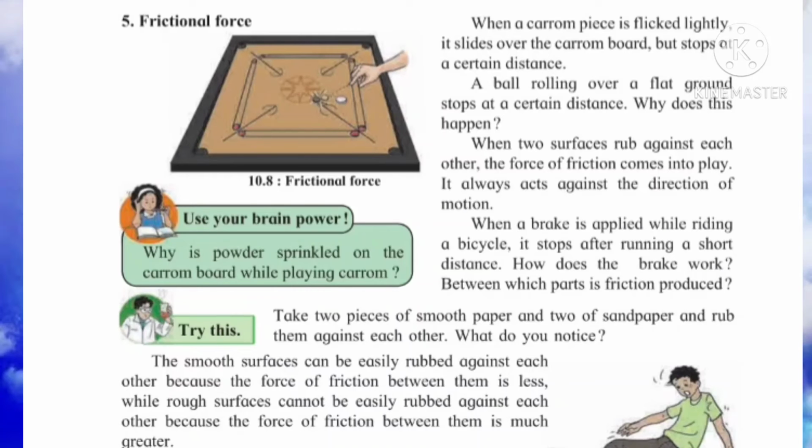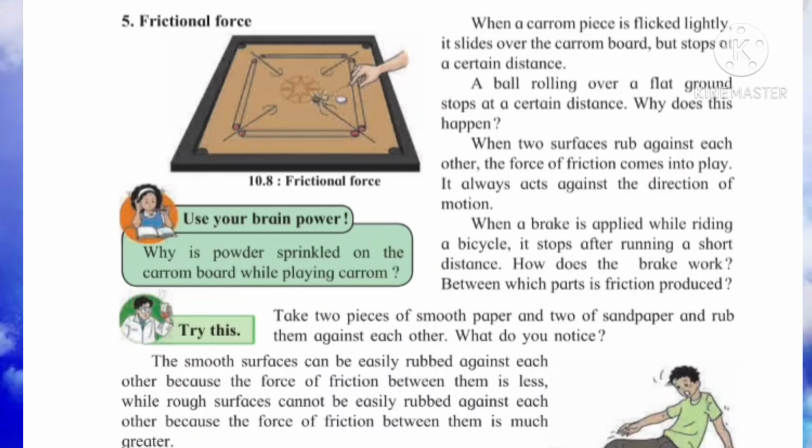Now here one question is there. Why is powder sprinkled on the carom board while playing carom? Yes, everyone has observed that. While we are playing carom, they spread talcum powder on the carom board. Why do they sprinkle the powder on the carom board? Yes, does everyone know?